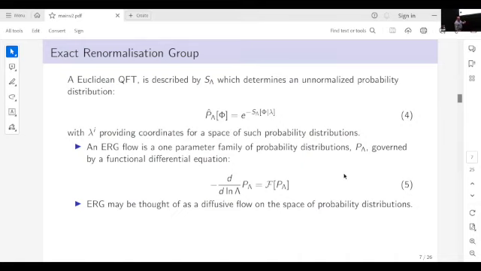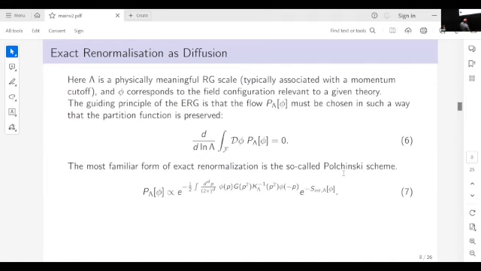Later, physics will tell you things about scale and its relationship to short distances and all of that stuff. But at the moment, that's not there. And an ERG flow is a one-parameter family of these distributions where it's governed by this equation. Okay. And an ERG flow is a diffusive flow on the space of probability distributions. Now, the origin of it is basically that you want to preserve the partition function, so you write down those flows according to this equation.